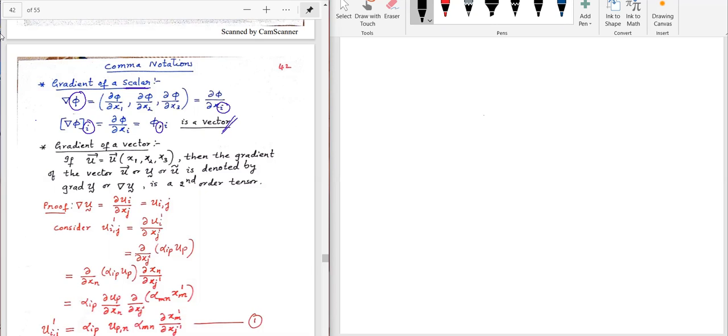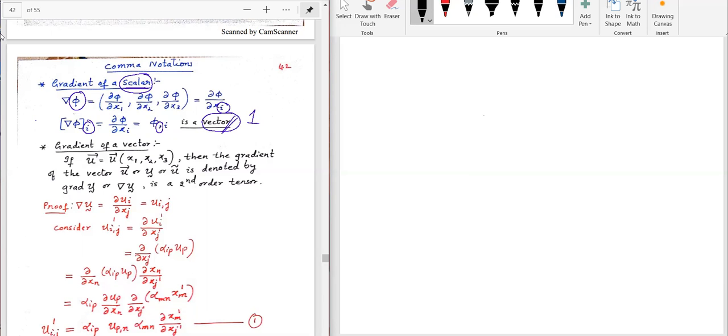Now let us go to gradient of a vector. So remember, gradient of a scalar is a vector. Vector is nothing but tensor of order 1. Scalar is nothing but tensor of order 0. So when we take gradient of a scalar, it becomes a tensor of order 1. So it is like a promotion.